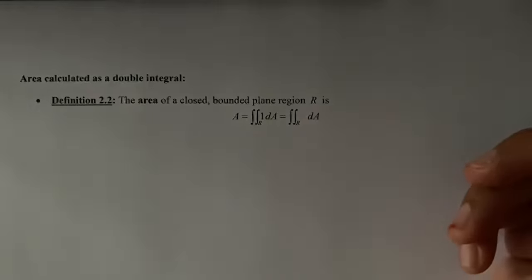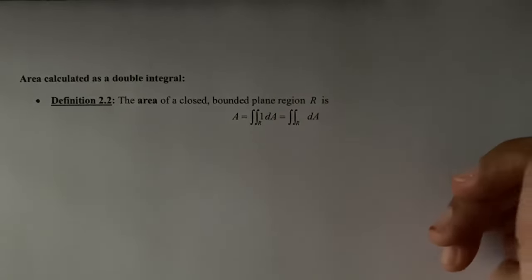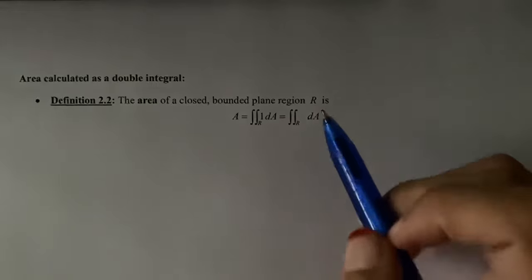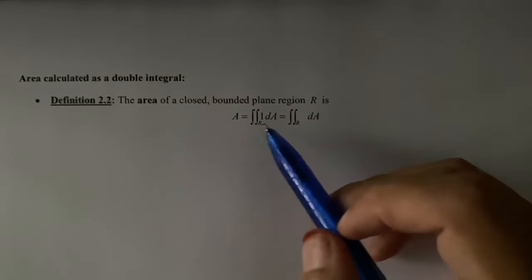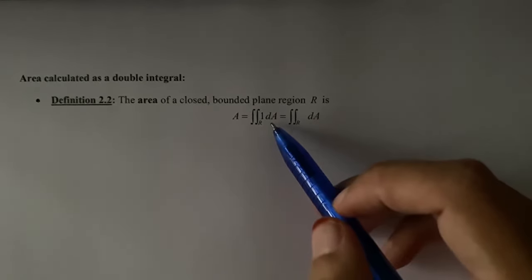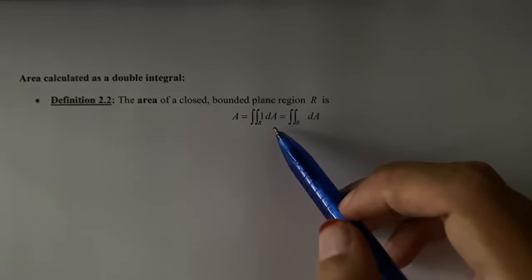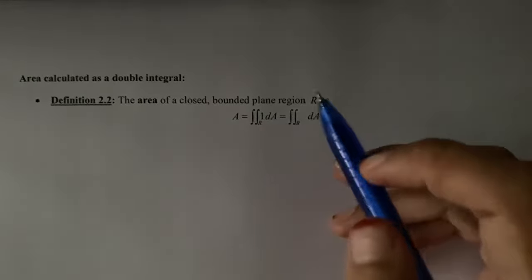Okay, definition 2.2 gives the definition of area in double integrals. The area of a closed region bounded by region R is equal to the double integral of 1 dA. You can have A equal to the double integration dx dy or dy dx. So basically we have two examples. We try to solve the first example first.